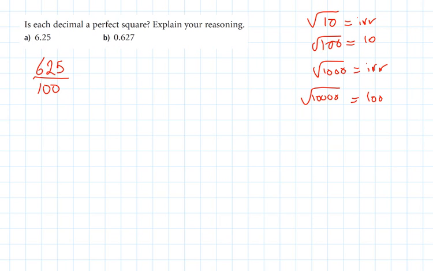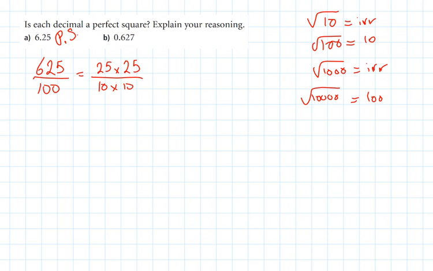So let's look at, so this one here, 625. 625 is the same as 25 times 25, and 100 is the same as 10 times 10. So this one here is a perfect square.